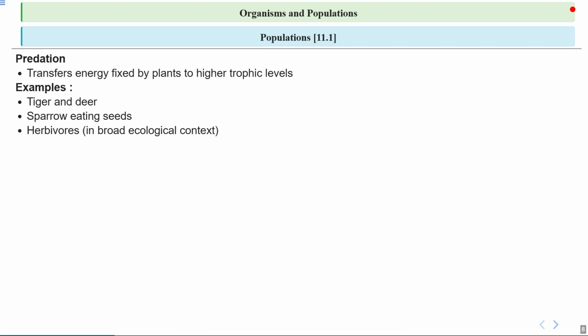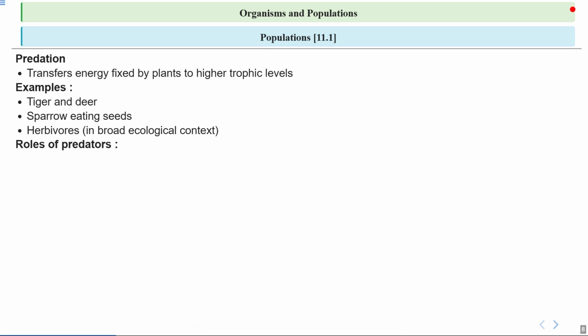The next example is herbivores. Herbivores are also predators. Actually, herbivores feed on plants. So in an ecological context, herbivores are also considered predators. When a cow eats grass, it is consuming the living plant material and transferring energy to itself. So here the cow is a predator.